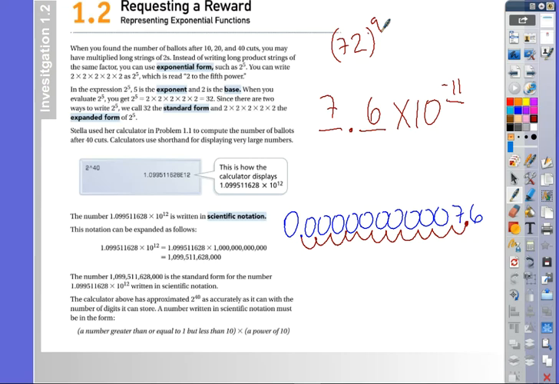Are you getting something funky on your calculator? That's exactly what I was hoping for. Here's how you use it, right? So you go 72, and then see this caret button, and then you hit 9. And there you go. This is much easier.